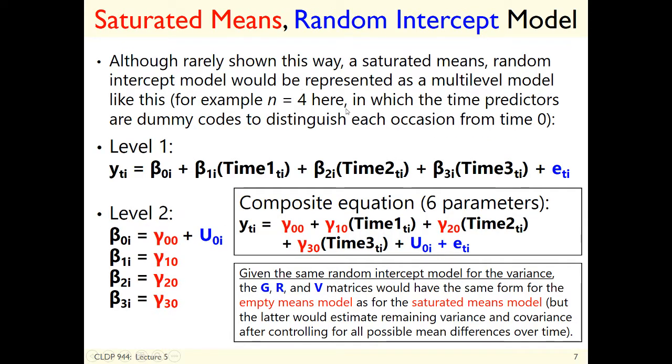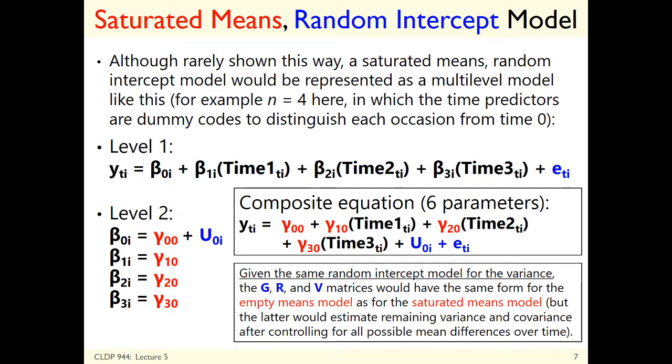Here's what a saturated means model would look like using this same notation. You will very rarely see this, but I've had questions about it before, so I put it in. Let's say that I have 4 occasions. A saturated means random intercept model would have 4 terms in the means model, 1 intercept plus 3 mean differences. In this notation, I'm setting it up so that the last occasion is the reference. That's what happens in SAS and SPSS if you tell it the time is categorical by using the class statement or the by statement.